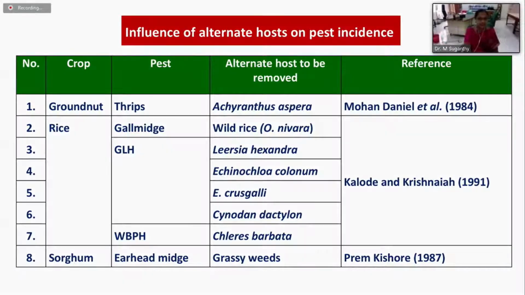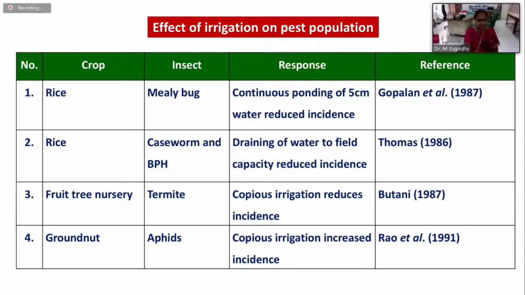Then comes irrigation, that is water management, especially in rice where mealybugs are a major problem. If we continuously pond water to 5 centimeter depth, it reduces the population of mealybugs. Whereas for the management of caseworms and brown plant hopper infesting rice, we have to drain the water to field capacity to reduce the pest incidence. So wherever brown plant hopper and caseworms are a major problem, we have to maintain the rice crop by draining the water to field capacity.